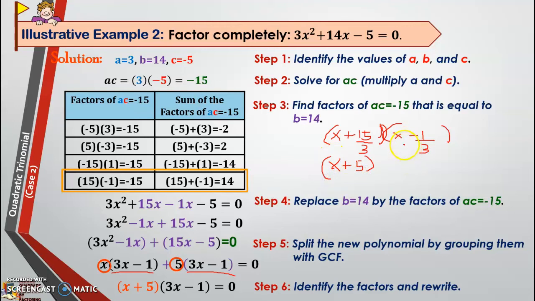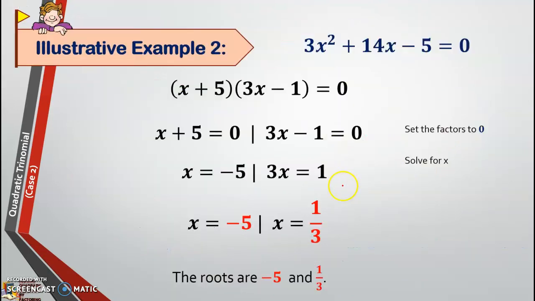The other is, since we cannot divide 1 by 3, or actually we can divide but decimal, so we write it here. We write the 3 beside x, 3x minus 1 equal to 0. After that, we now proceed to the solution. So x plus 5, 3x minus 1 equal to 0. So we equate them. X plus 5 equal to 0. 3x minus 1 equal to 0.